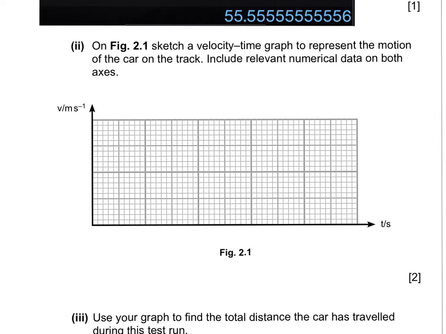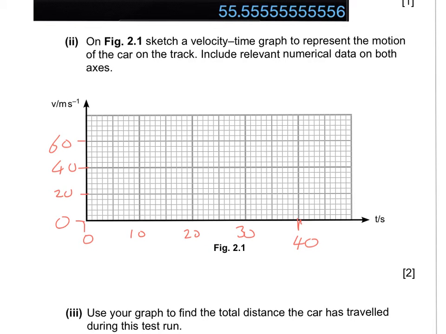So we need to put that information onto this graph. So we're interested in obviously marking out 0 here, and we need to go to 40 seconds. So I would put 40 there. So we've got 10, 20, 30 and 40. And then we need to go to 55.6 on the vertical scale. So I would go 20, 40, 60 on the vertical axis. That will include our 55.6 value that we're looking for.